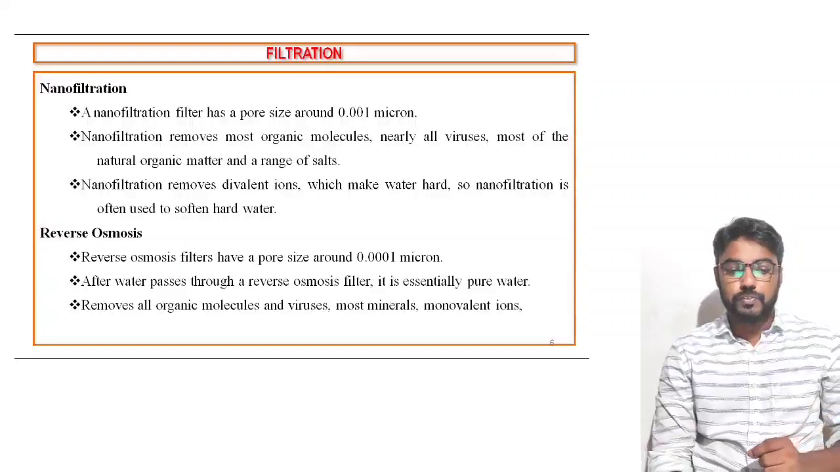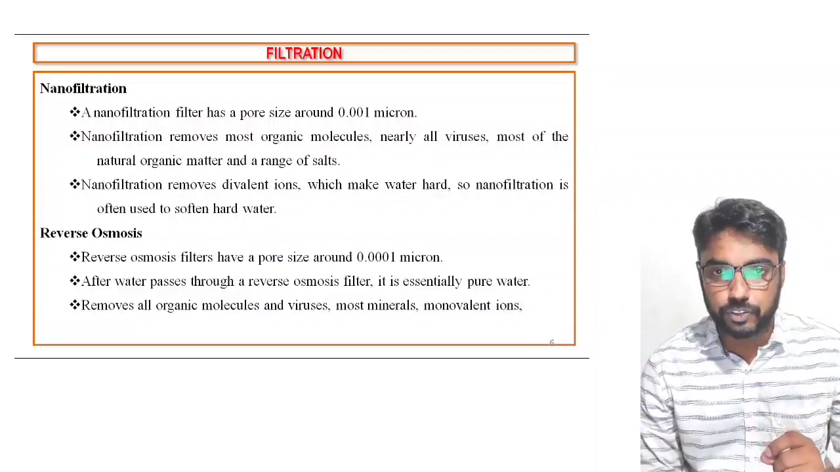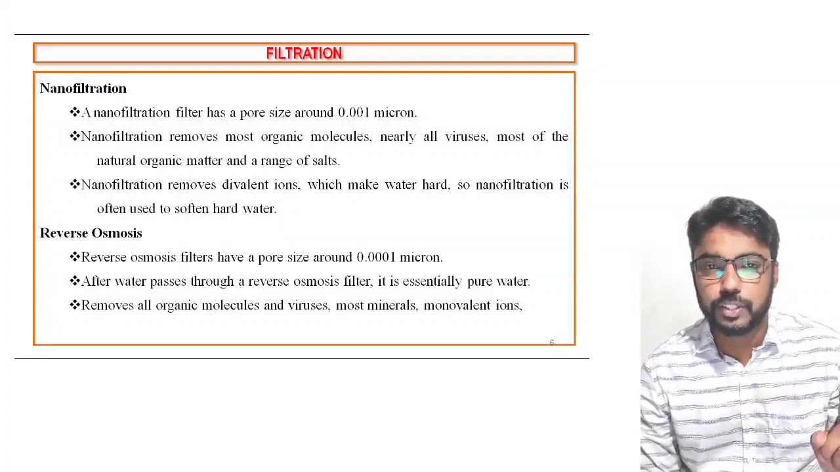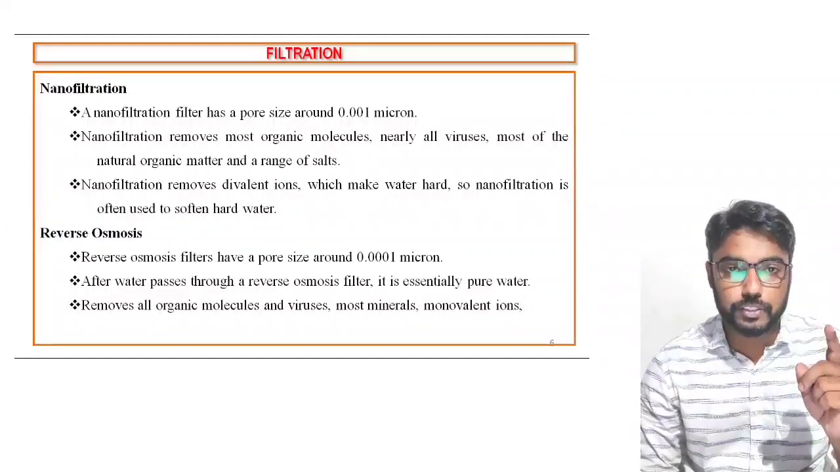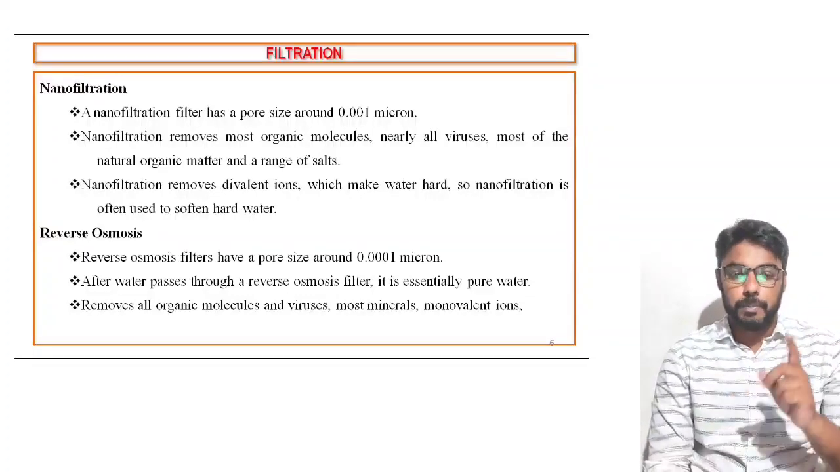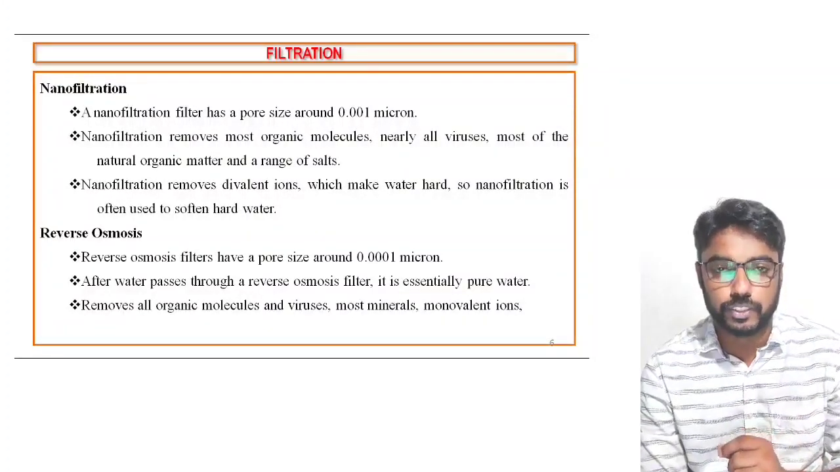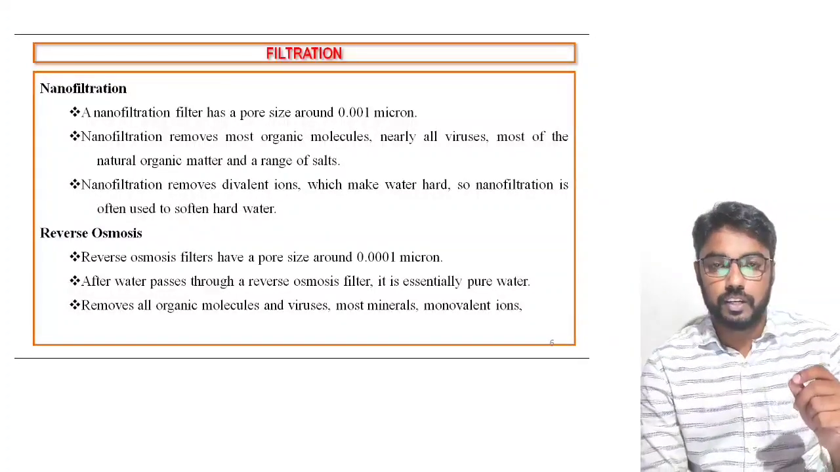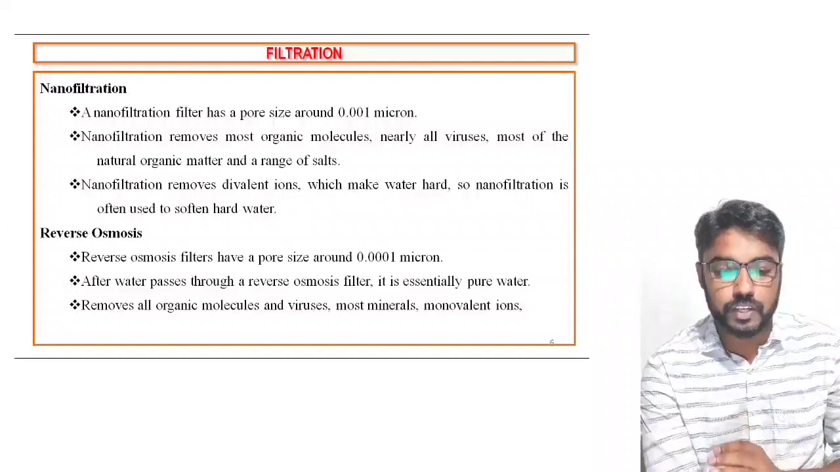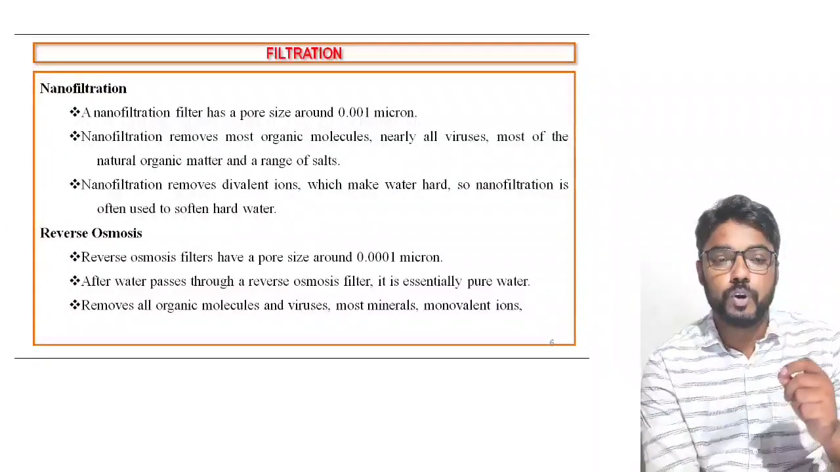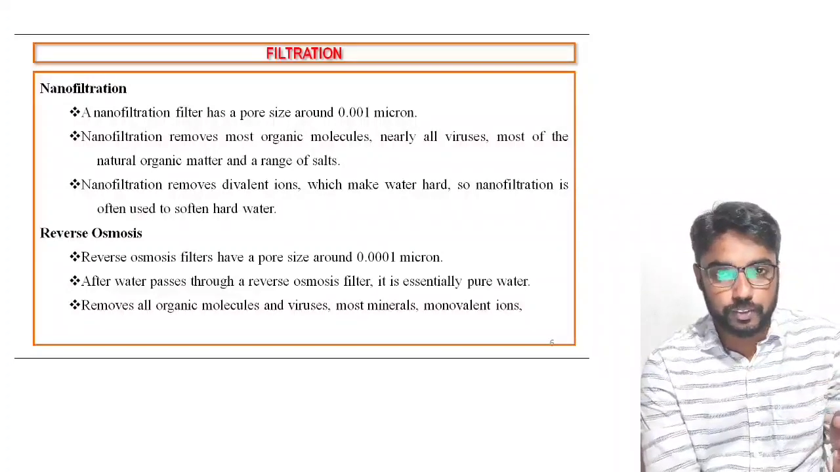In the case of reverse osmosis, the filter has a pore size of 0.0001 micron. But in the case of ultrafiltration, the pore size of the ultrafilter is 0.01, and in the case of nanofiltration, the pore size is 0.001 micron. But in the case of reverse osmosis, the pore size is 0.0001 micron, and the water that passes through this reverse osmosis filter is essentially pure water, and this filter can remove all organic molecules, viruses and most minerals, and it can also remove monovalent ions, etc.